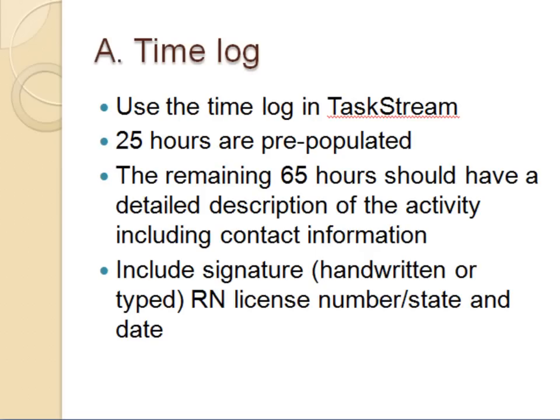Section A is the time log. Be sure you've used the time log in task stream. You'll notice that 25 hours are pre-populated. The remaining 65 hours should have a detailed description of the activity, including contact information. Make sure you have an address or a phone number as well as a contact name.